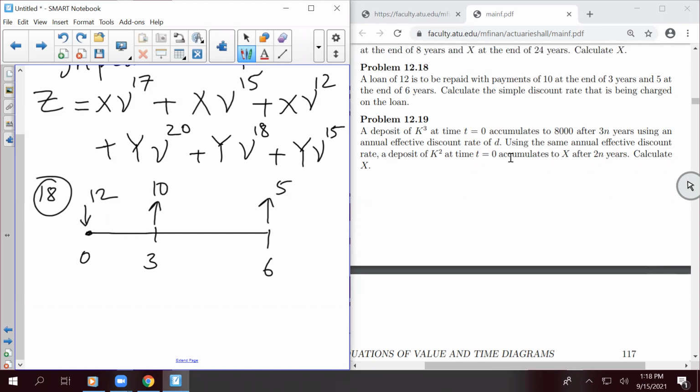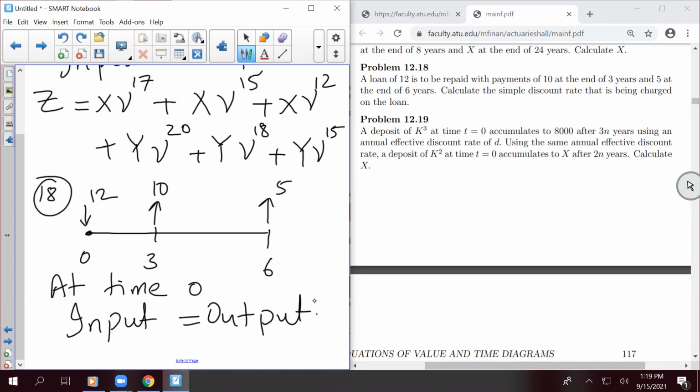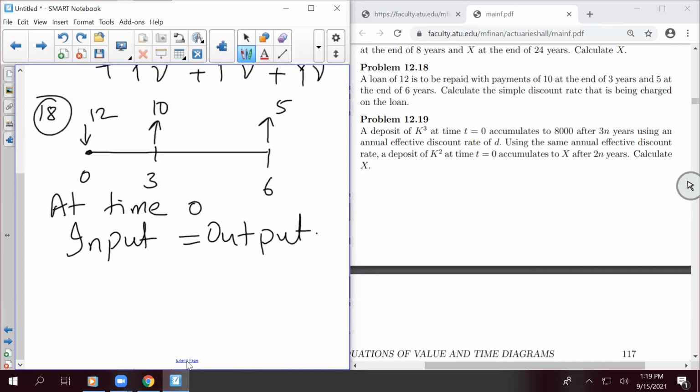So again, the strategy is the same: bring everything to time zero. At time zero, can we use the previous exercise equation, but with mu being simple instead of compound? Yeah, but that looks too complicated an equation to use. I think we're better off just working with the numbers here. So what's the value of this 12 at time zero? 12. Okay, output. The first output is at time three, and it's 10. So how do you bring this 10 back 3 years?